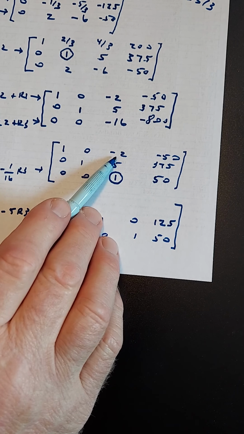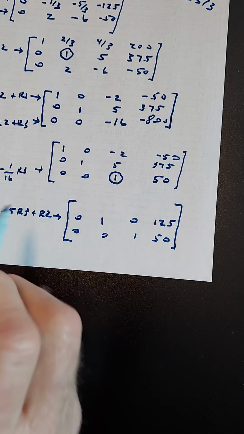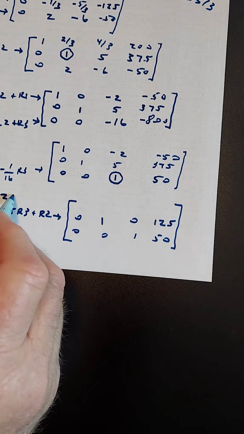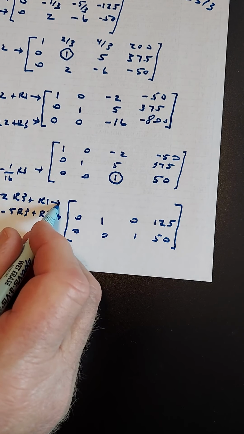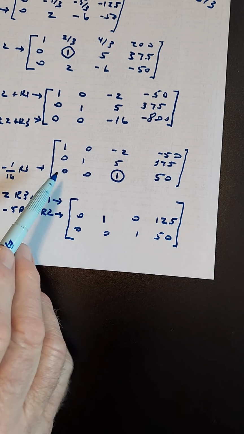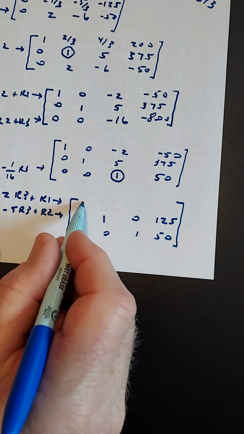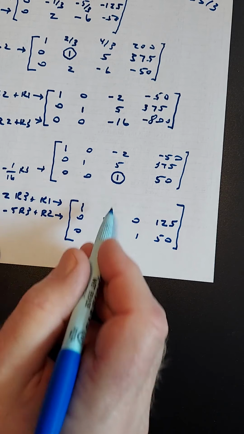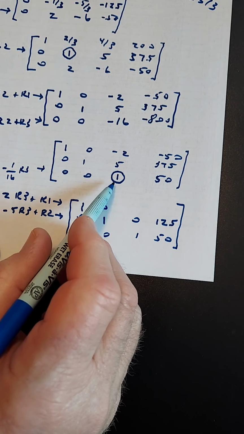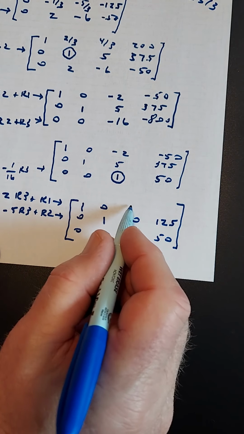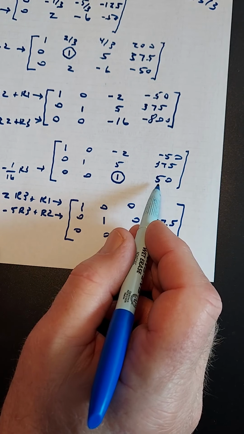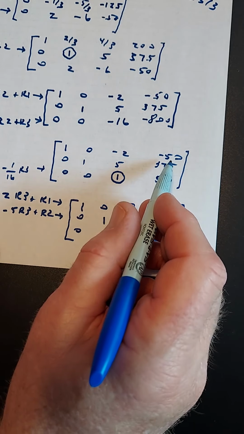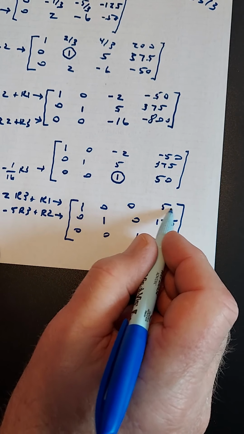And then to get a 0 here where the -2 is, I'm going to multiply by 2. So that's 2 times row 3 plus row 1. So 2 times 0 is 0 plus 1 is still 1. 2 times 0 is 0 plus 0 is still 0. 2 times 1 is 2 plus -2 is 0. And then 2 times 50 is 100. 100 plus -50 is 50.